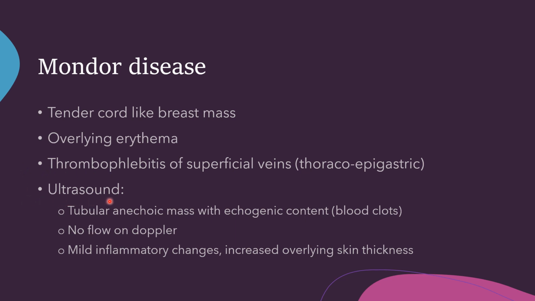What you will see in this case is tubular anechoic mass with echogenic content, which usually is blood clots. There would not be any flow again on Doppler. And just like with any other inflammatory condition, you would see overlying skin thickness increase, as to be noted later in the image that I will just show you.